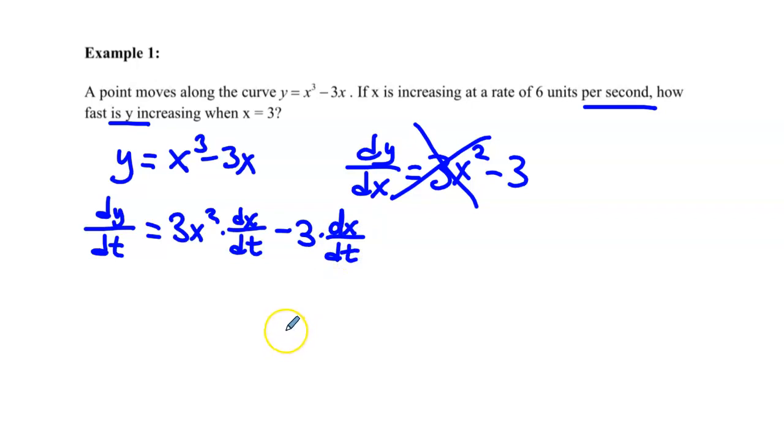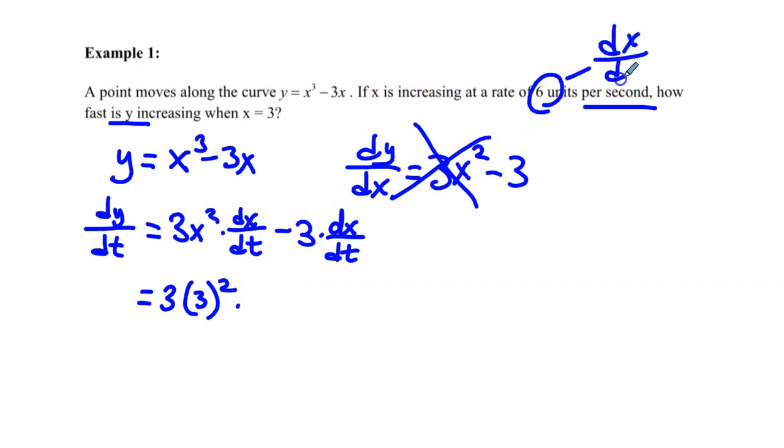Okay, so that's it. So now we start with an equation that relates x and y. Now we have an equation that relates the rate of change of x to the rate of change of y. So what we're looking for is dy dt when x equals 3. Okay, so I can start subbing things in. When x equals 3, I'll just sub in x equals 3. dx dt is really this, okay? This is really dx dt. It tells us x is increasing at a rate of 6 units per second.